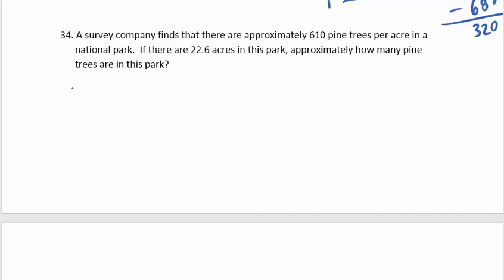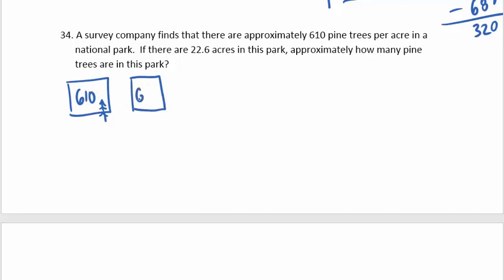So we know this, and I'm just going to draw a little acre here. I'm just going to say that little box is an acre. And I know that there's 610 pine trees on there. If you want to draw yourself a little pine tree to get a visual, there's my little pine tree. We know there's 610 pine trees on one of these acres. Now it tells me that there's 22.6 acres. How many pine trees? Well, if I had 1 acre, I'd be at 610 pine trees.